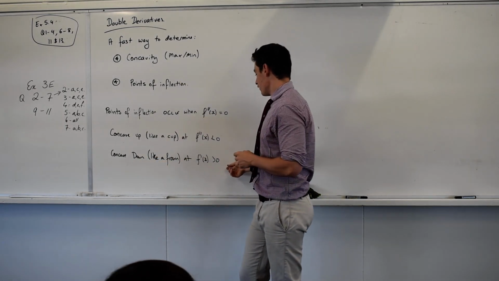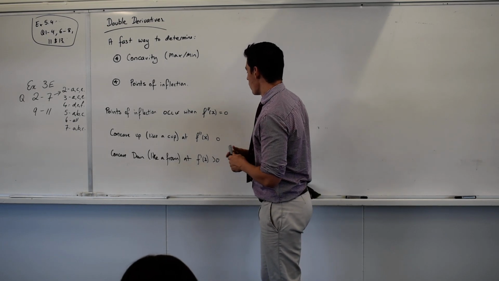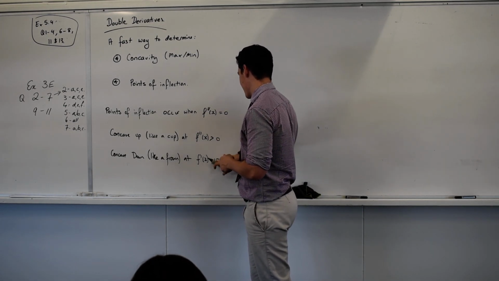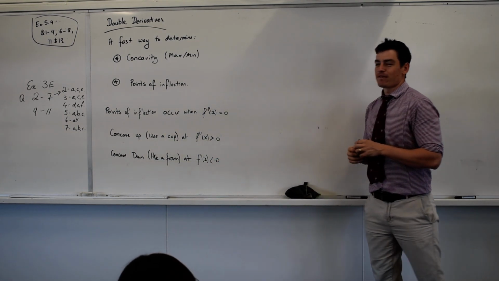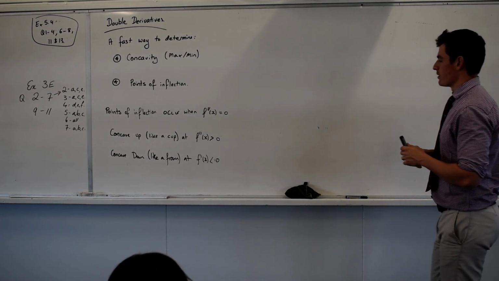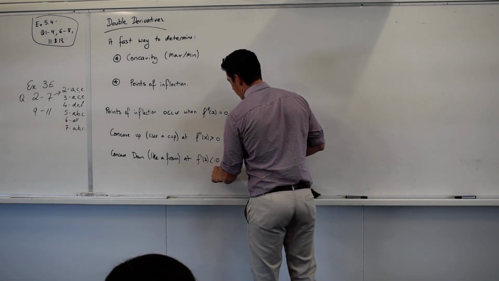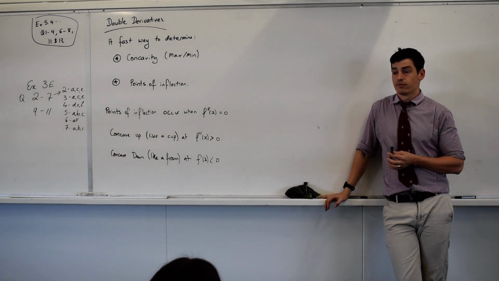So when we get a negative double derivative, concave down, that's a frown. Concave up, that's a cup. So we get a negative double derivative, we have a maximum, it is concave down.